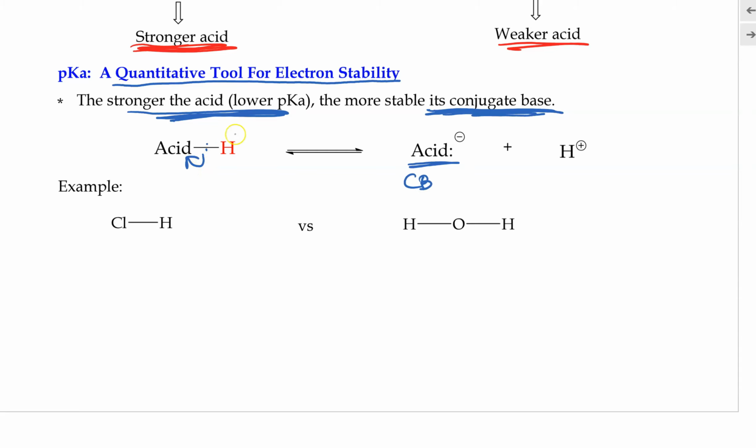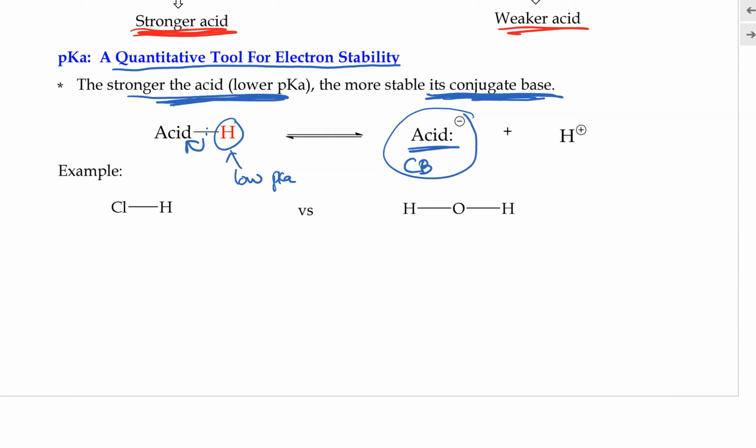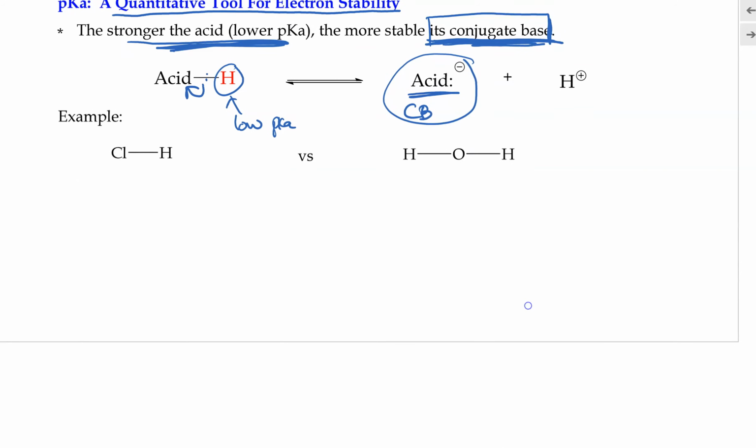If this acid were to have a low pKa value for this proton, then the more stable this conjugate base would be. This is a very powerful tool that allows us to quantitatively describe the stability of the conjugate base. For example, let's compare the stability of the conjugate base from HCl and water. In HCl, this pKa value, when we look it up, is equal to -7.